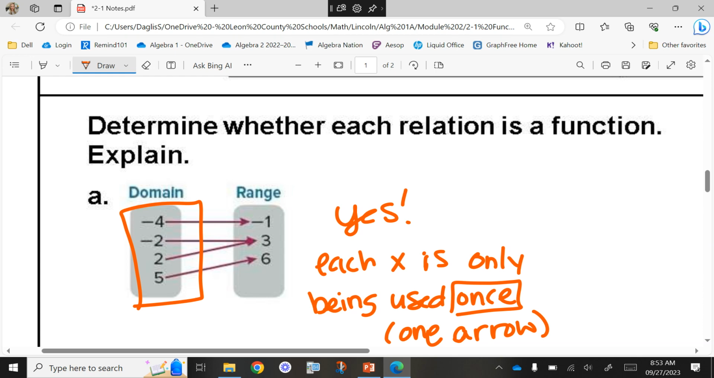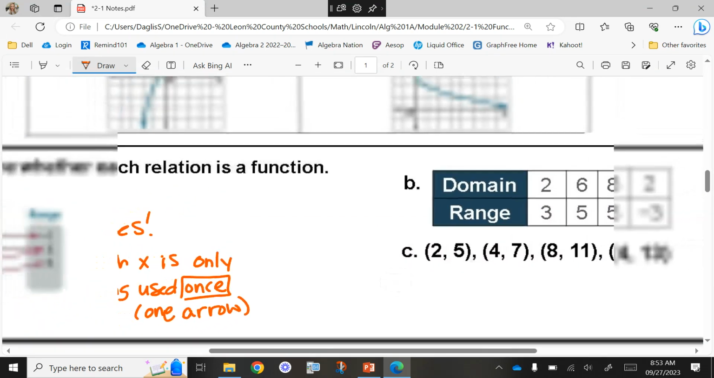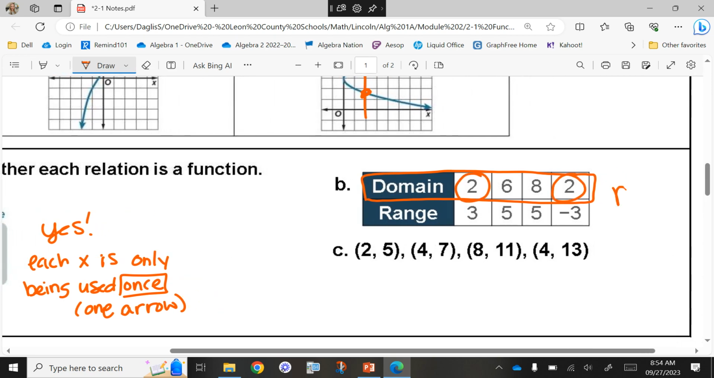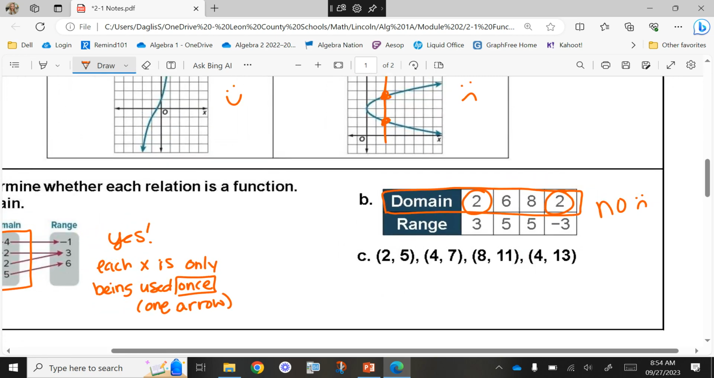My next example is a table, and it has my domain and my range listed. Which one do I care about? I only care about domain. I don't care about the range. I care about this top piece right here. Are any of those numbers repeating themselves and being used more than once? Yeah, which one? The 2, right? So because those are repeating, this is a no. You cannot have x's repeat. That is bad.